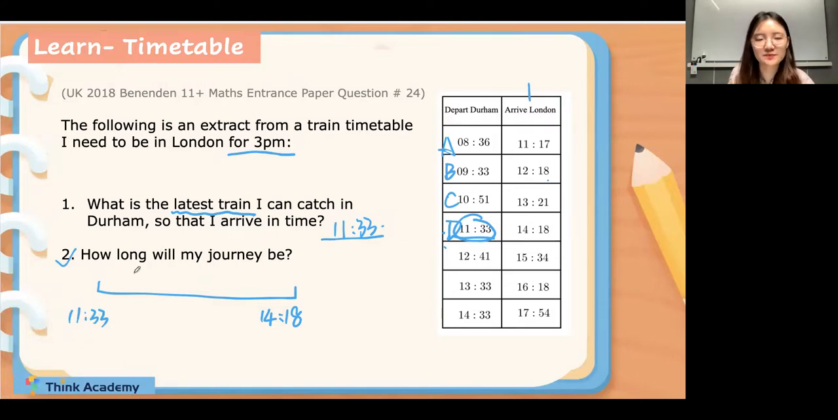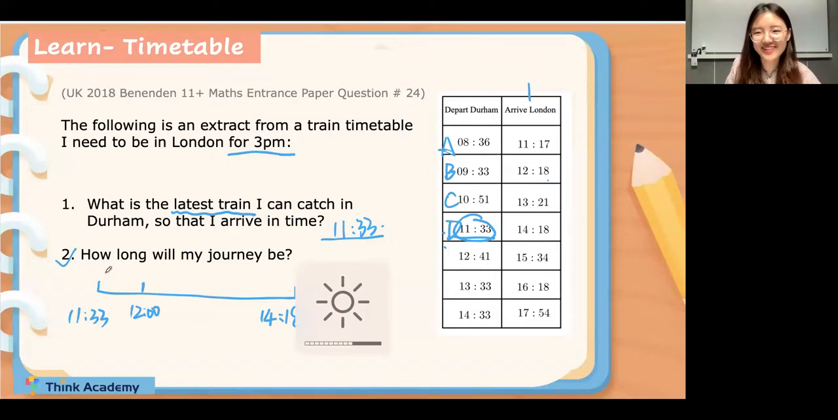Okay, everyone, let's see. For now, we can find the nearest hour of 11:33. What's the nearest hour? The nearest hour will be 12 o'clock, right? So how many minutes between 11:33 and 12 o'clock? Everyone, how many minutes between 11:33 and 12 o'clock? Very well done, 27. Yes, 27.